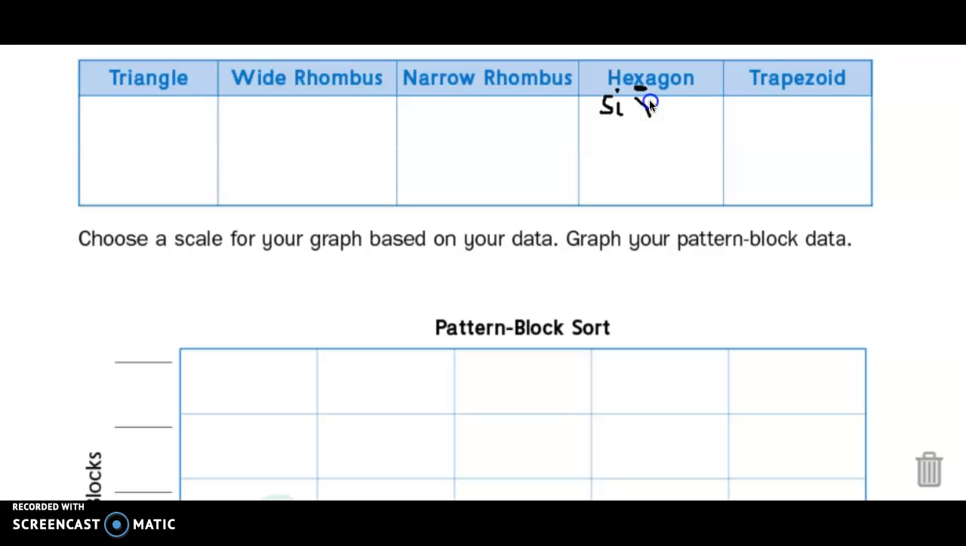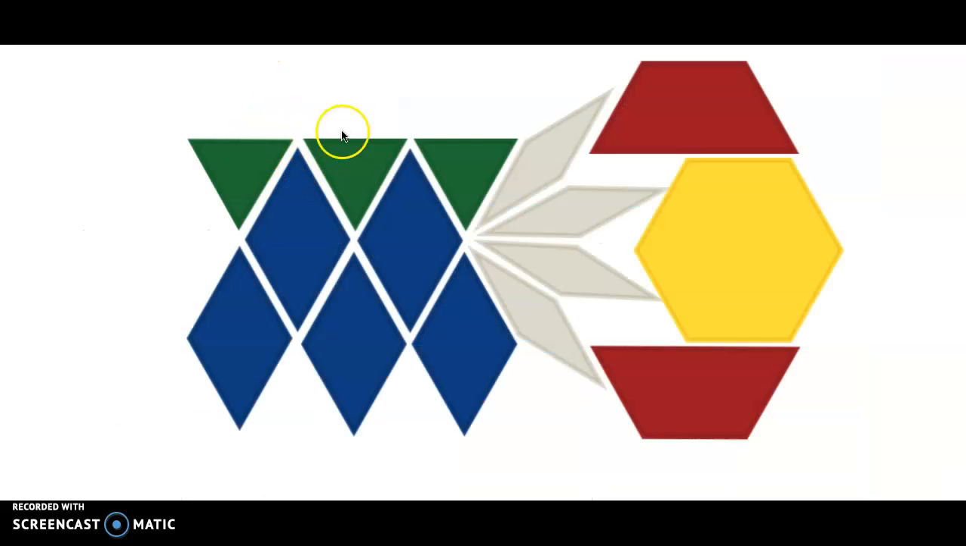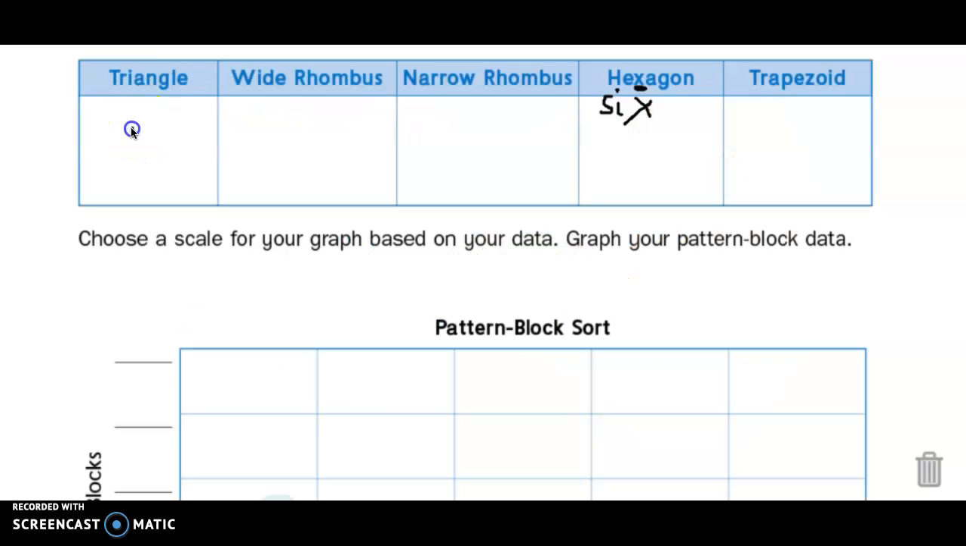What you need to do is write the number in here, and you should be able to put my video on pause if you need to. Triangles. How many triangles do I have? 1, 2, 3. I would put a 3 here.